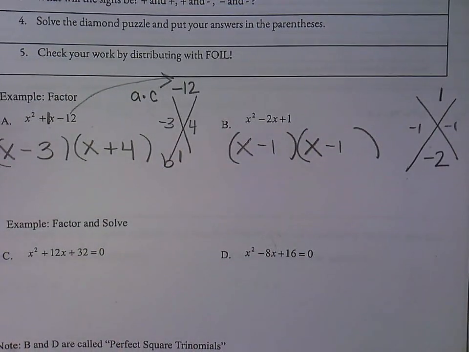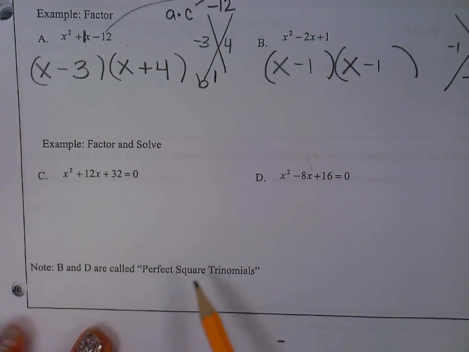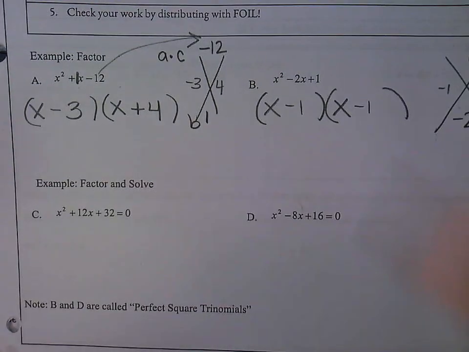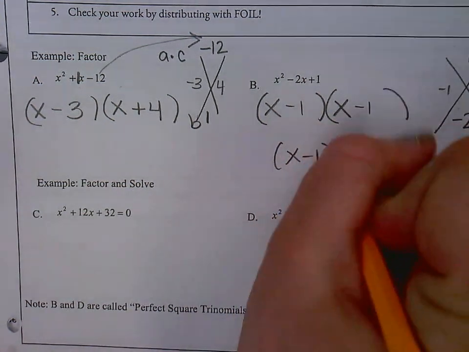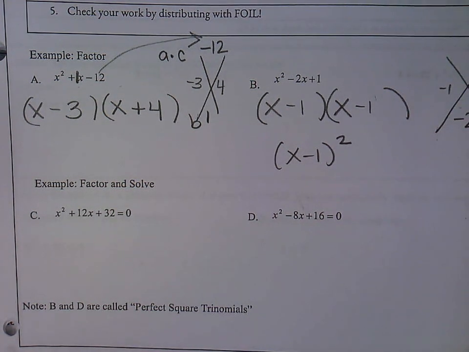I wrote a note at the very bottom. B and D are called perfect square trinomials. You might see this written x minus 1 squared on like the SAT multiple choice. Those are equivalent statements. We know that anyway. But it's a perfect square trinomial because you get the same term twice.